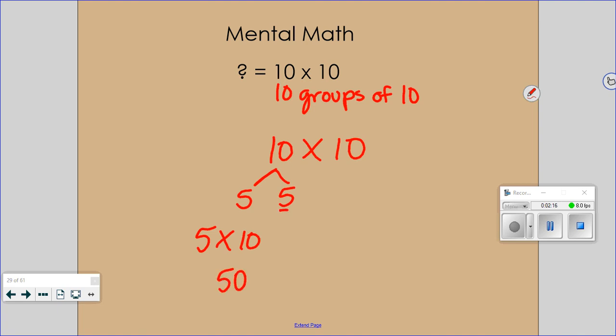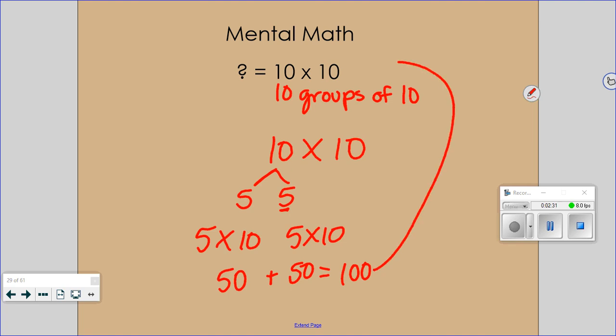My other part is my other 5. What is 5 times 10? Brinley? 50. If I add my two parts together, I get 100. Neat. Neat how that works.